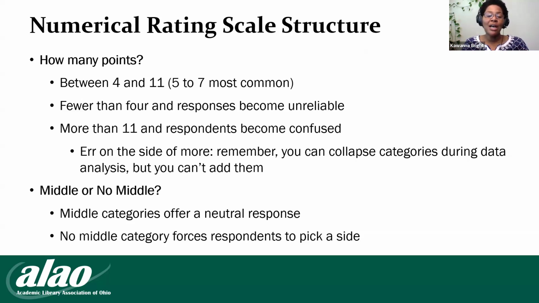So if I have a 5-point scale that has 2 ranges for disagree and 2 ranges for agree, I can always collapse that down and then have just 1 big category for agree and 1 big for disagree as well. And oftentimes that's necessary for data analysis.